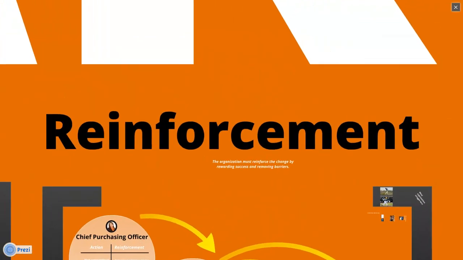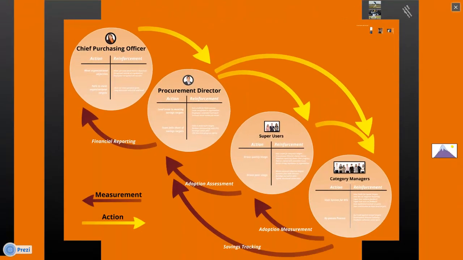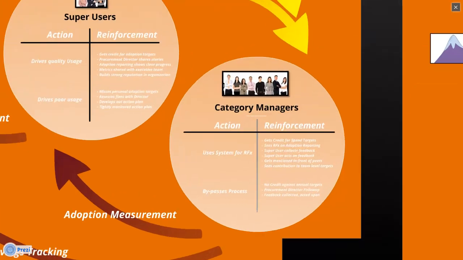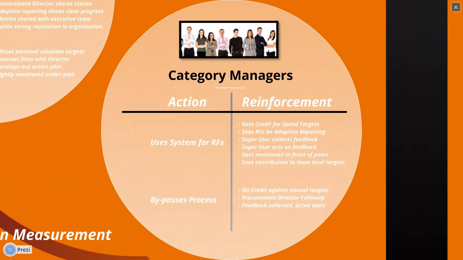In our final step, we are working to remove barriers and reward success. To do this, information needs to flow upwards and action needs to flow downwards through an organization. Some of this is based upon adoption measurement views, while other parts are based upon standard sourcing business reporting, such as opportunity pipeline and savings tracking. If you assume this feedback loop is in place, you can see some of the typical actions that can occur when a category manager chooses to use the solution properly or when they do not.